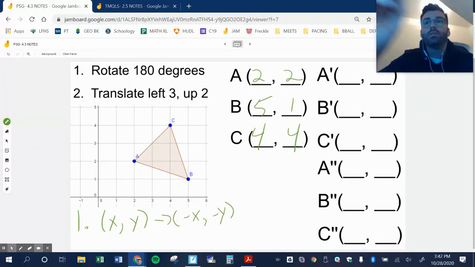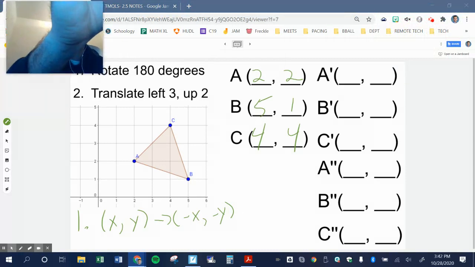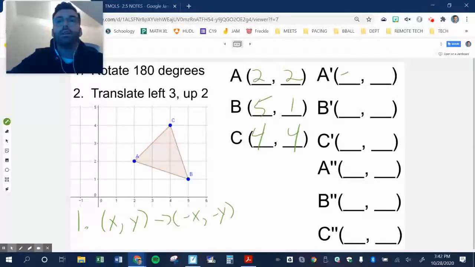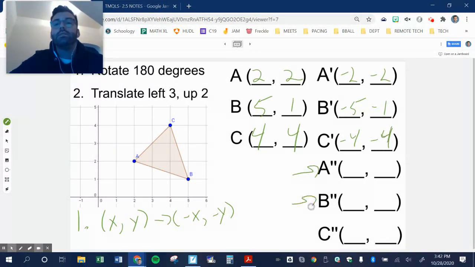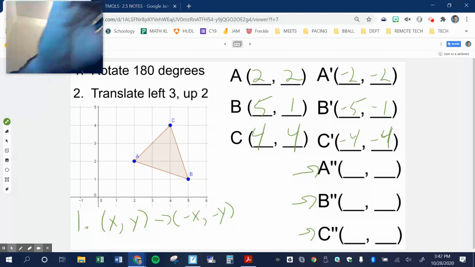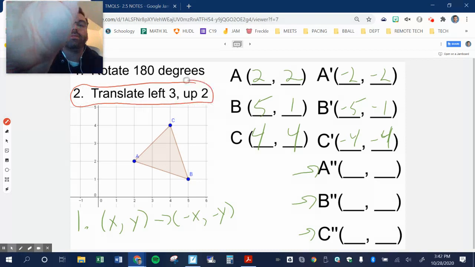So I'm going to do that. Double negative, so A double prime is (-2, -2), B is (-5, -1), and C is (-4, -4). This is the spot for our second transformation. Our second transformation is left 3, up 2.